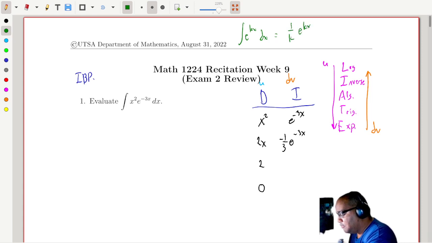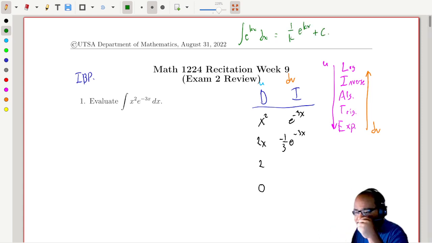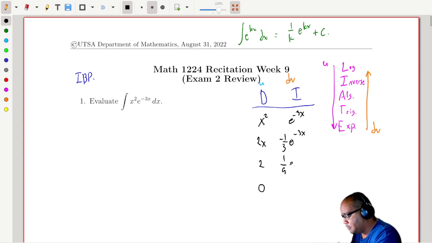Remember, if you need to refresh yourself on your basic derivatives and integrals, please refer back to your tables. So we fill in the table here, and of course we get a minus sign, because we have a -3 in the exponent every time. So here we are. And now it's just as easy as, well, we have plus, minus, and so on.